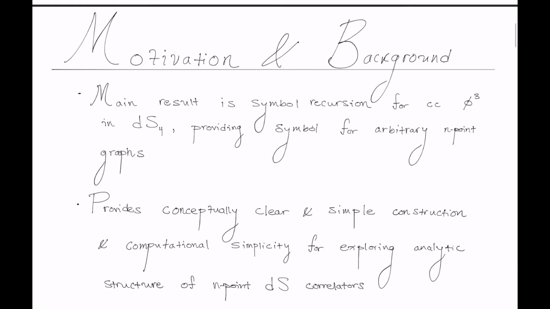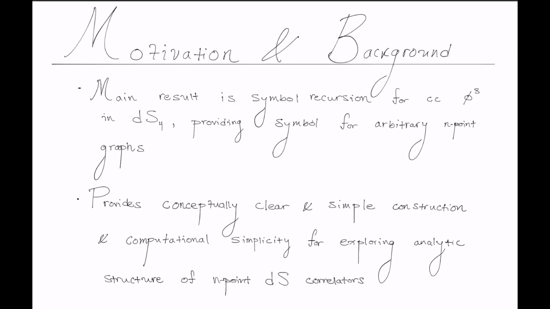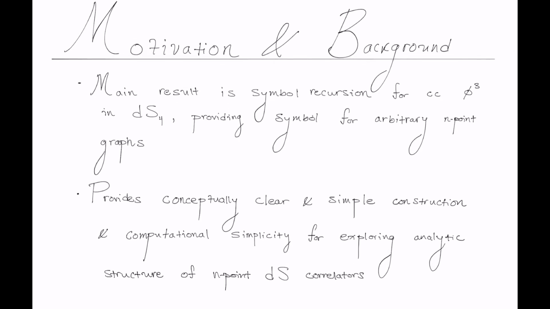So the main result regards what I call symbol recursion, specifically applying to phi cube theory for conformally coupled scalars in DS4. Which can be used to generate more general correlators via the application of weight-shifting operators and spin-raising operators, though not the full menu of general massive exchange.